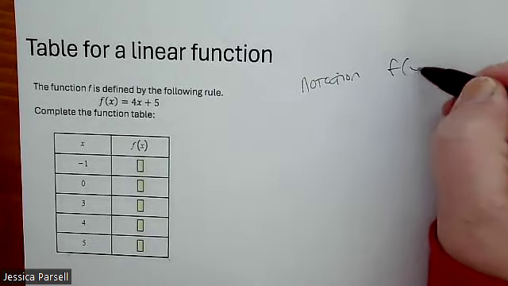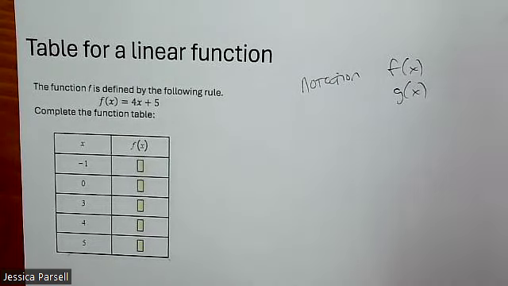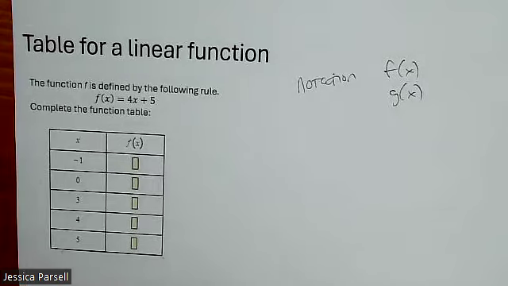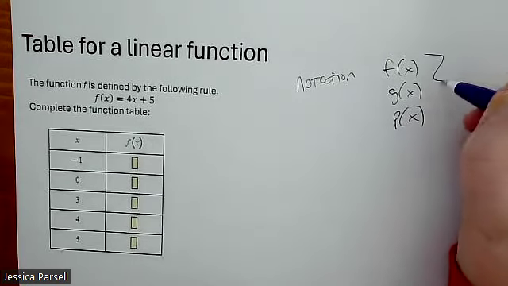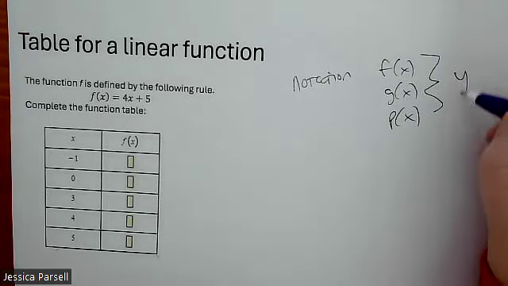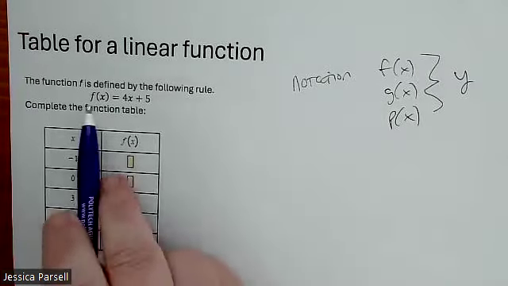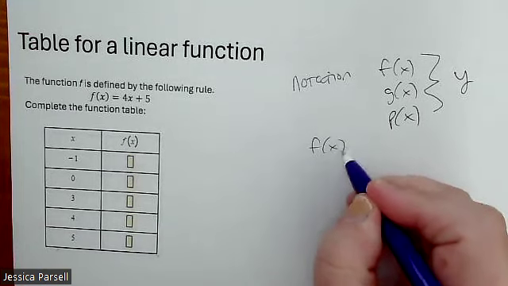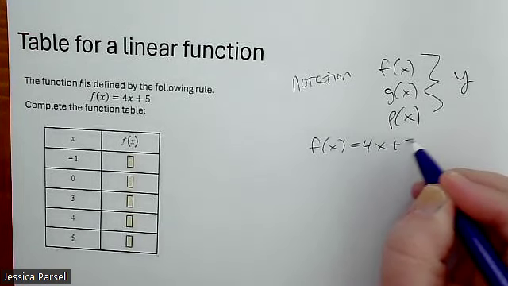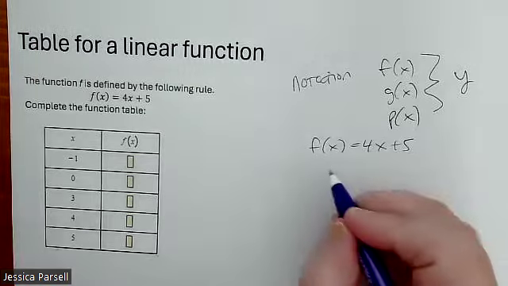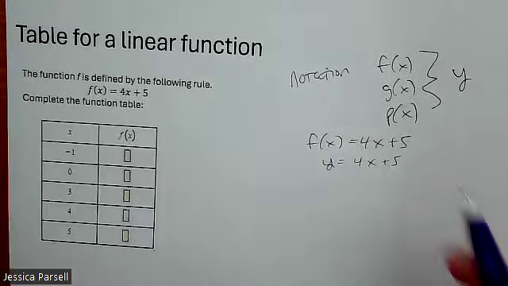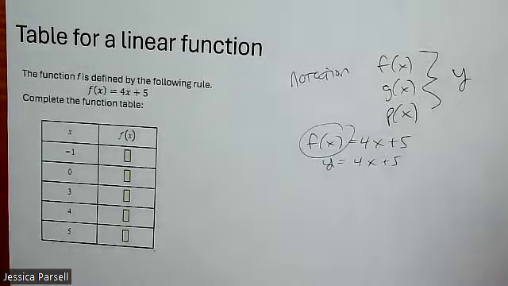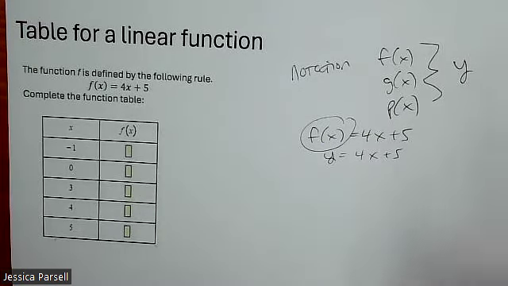When you see f of x or g of x or p of x, all these just mean is y. So I don't have to write this as f of x equals 4x plus 5. I could rewrite that as y equals 4x plus 5. I could replace this f of x with just y. Then it looks a little cleaner. And now we're back to just working out a function table.